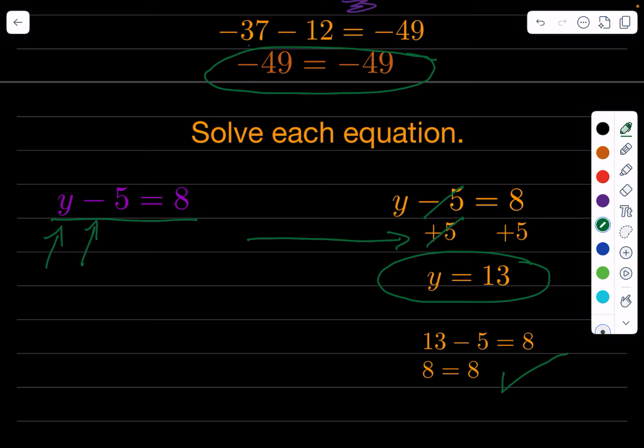That's how we solve a one-step equation involving subtraction. We add to both sides of the equation, and we are finished in one step.